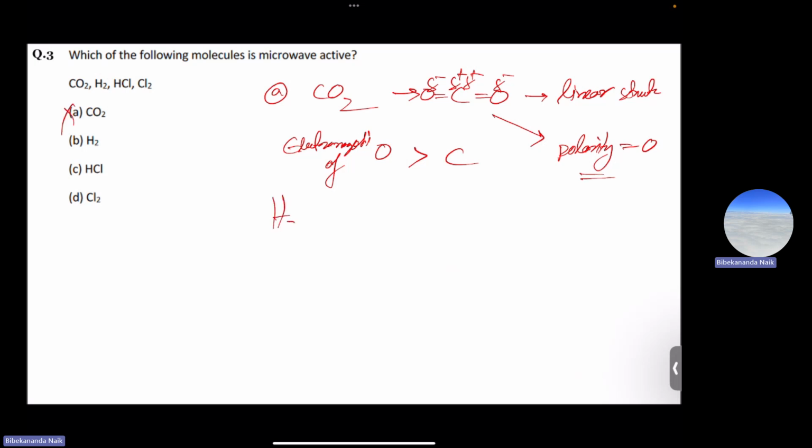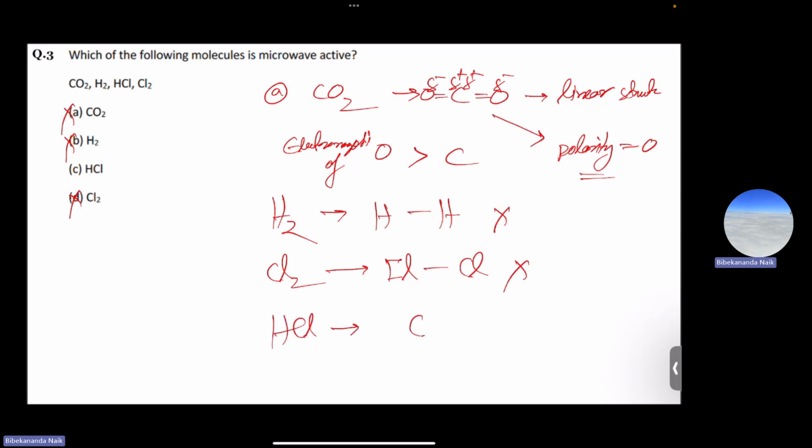And if you talk about hydrogen, then they have the same atoms, so there is no net dipole moment. And if you talk about chlorine also, since they are the same atoms, chlorine and chlorine, they also don't have any permanent dipole moment. However, if you talk about HCl, the electronegativity of chlorine is greater than the electronegativity of hydrogen. So this is H and Cl, so there will be delta plus, delta minus, and due to that, this will be H and this will be Cl.